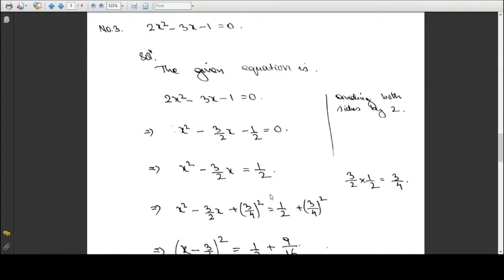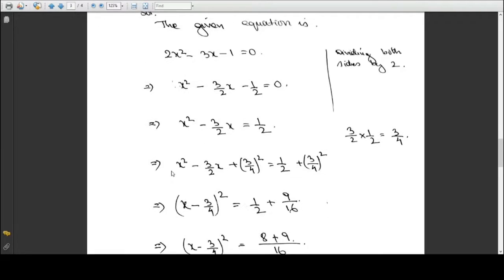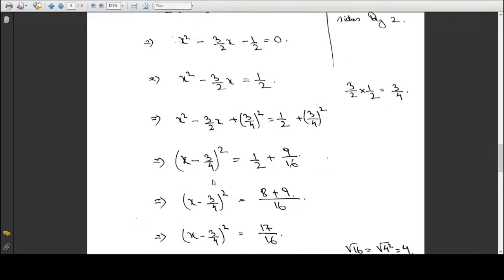Okay, now half of this coefficient of x, 3 by 2, half of that will be multiplied by 1 by 2, you will get 3 by 4, and the square of this should be added to the left, and added on the right side of the equal sign. Now here the left side should be a square minus twice ab plus b square, which is a minus b whole thing square. On the right side is half, 3 square is 9, 4 square is 16, left side is the same.